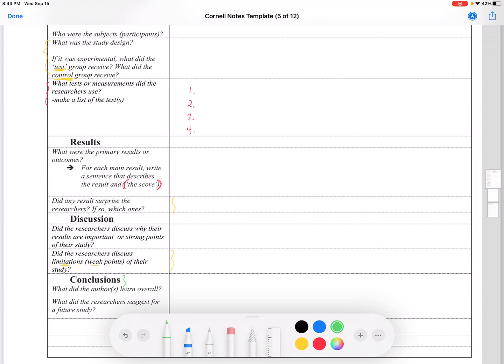Also, every journal article will end with a suggestion for future study. Look for that suggestion. So, what are the researchers proposing for a future study? They do this because they would like to do that future study. So look for that suggestion. You'll find it. You just have to look for it.